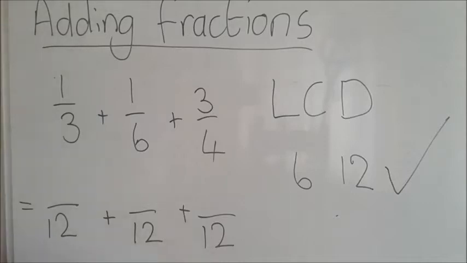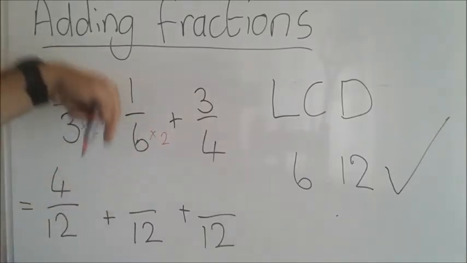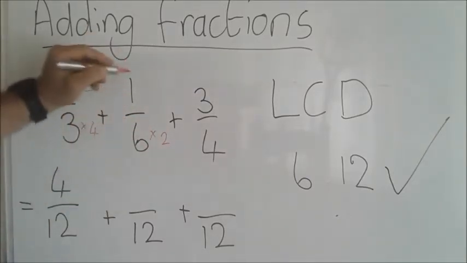Okay, you got it. Then I'll say, what did I times 3 by to get to 12? I times 3 by 4. So whatever I do to the bottom, I've got to do to the top. And I times my 1 by 4. What did I times 6 by to get 12? I times it by 2. So whatever I do to the toes, I've got to do to the nose.